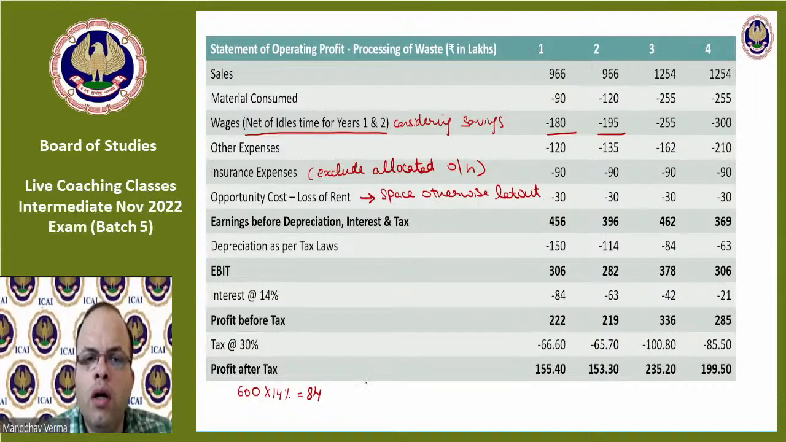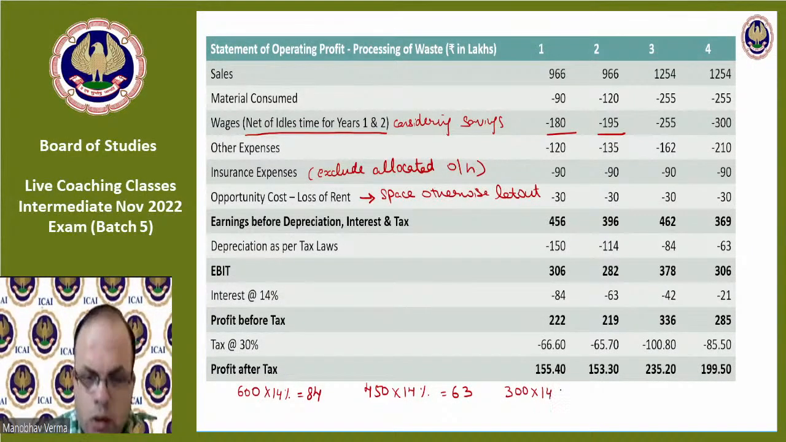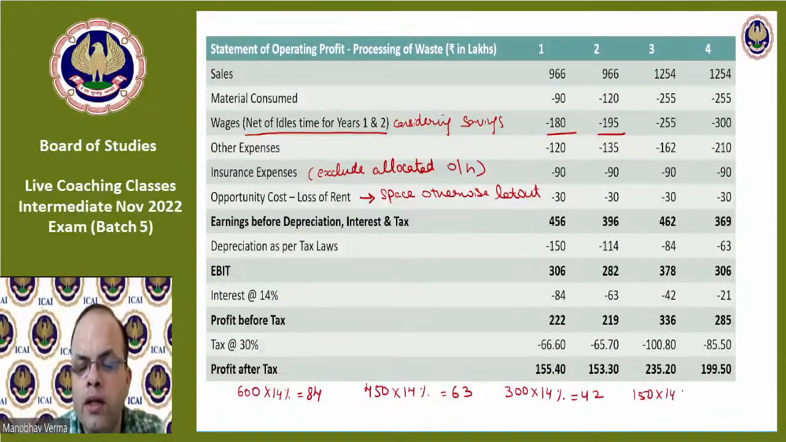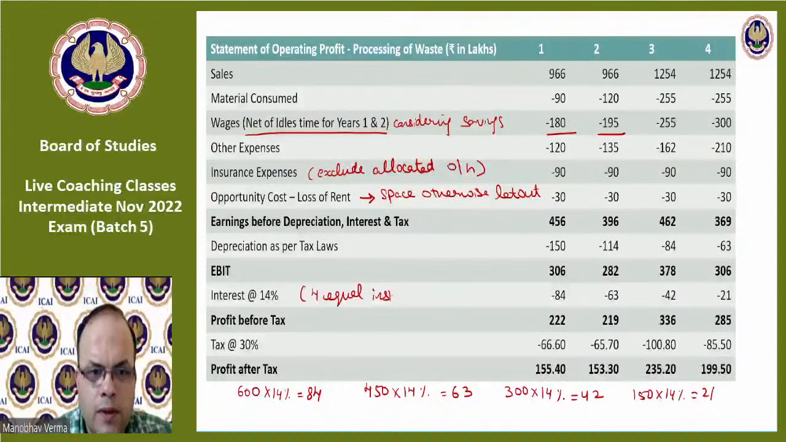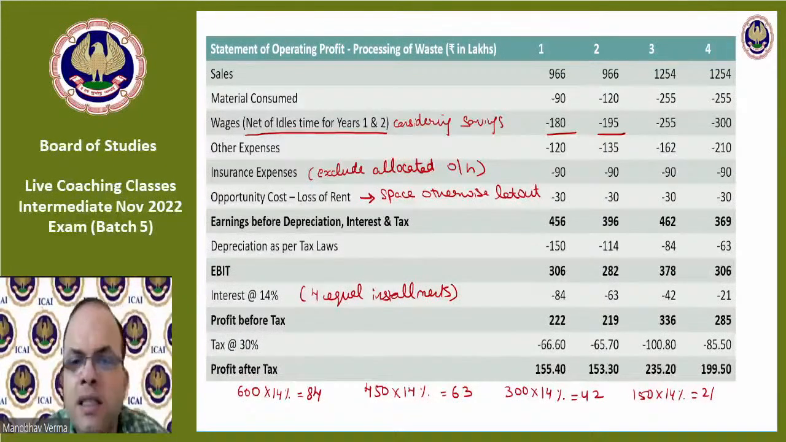Then we are talking about 450 because you're paying in 4 equal installments. 14%, 63. 300 into 14%, 42. And last year, 150 into 14%, 21. Because there are 4 equal installments for the loan, and hence your interest will go down. And then we're talking about after tax profit given to us at the bottom.